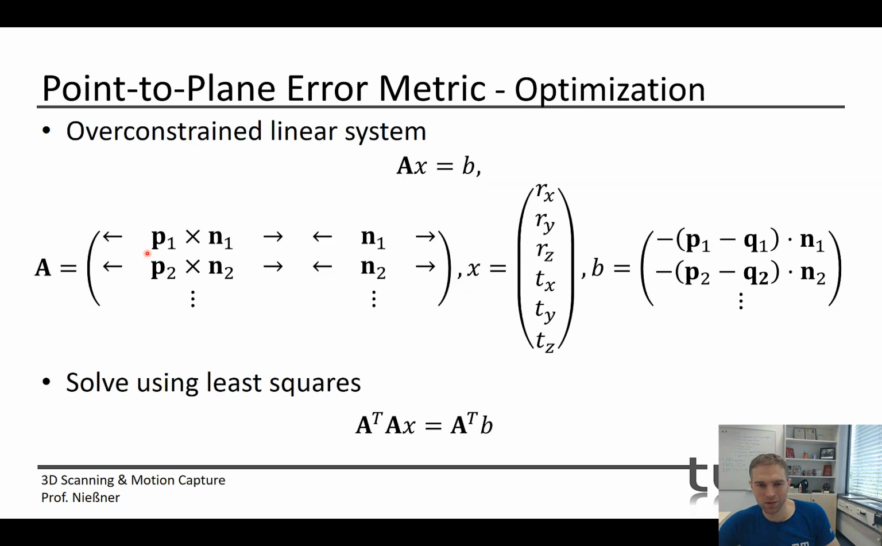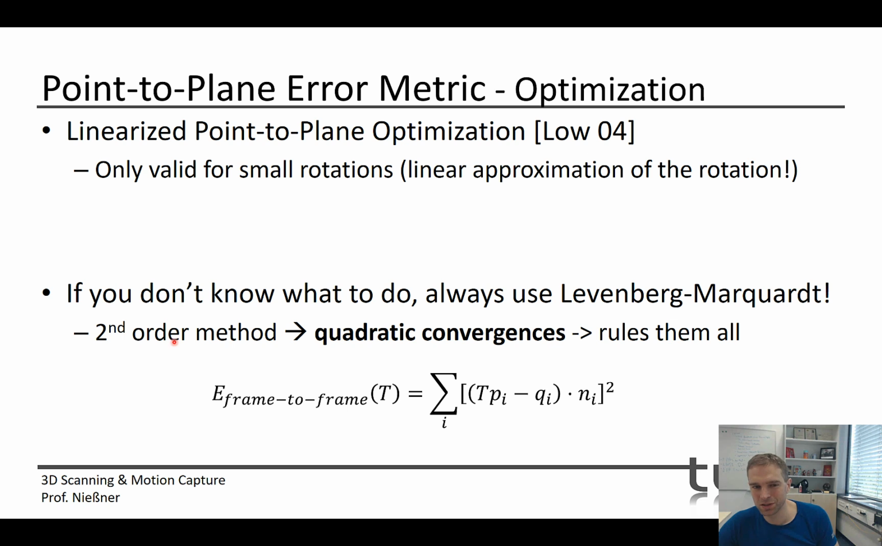One option is to ignore this whole linearization stuff. One option is to just use Levenberg-Marquardt. It's a second-order method. It has quadratic convergence. It rules them all, and it works great. So you can just go ahead and have this E frame-to-frame with your point-to-plane terms. You can just use LM to solve that as well. That's also perfectly fine. It's possible.